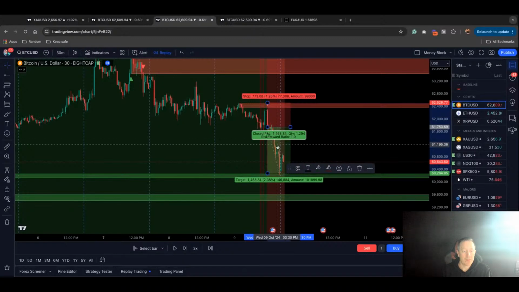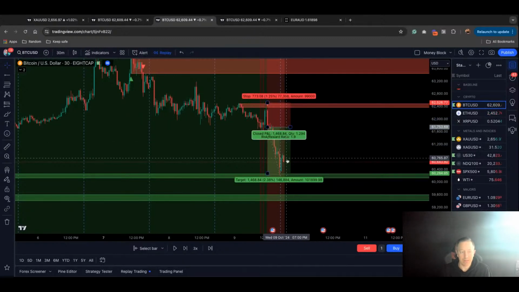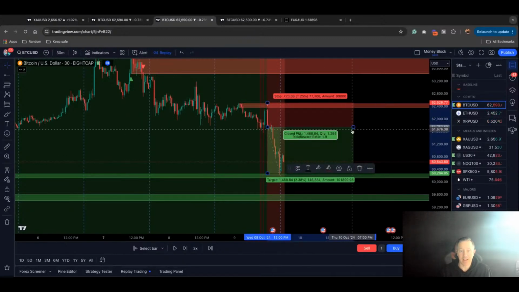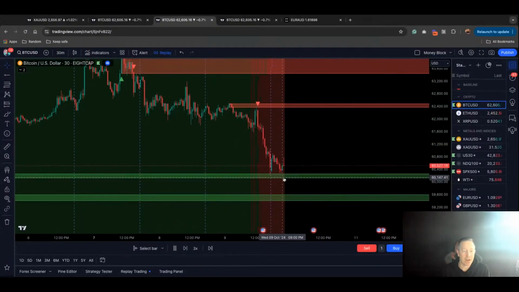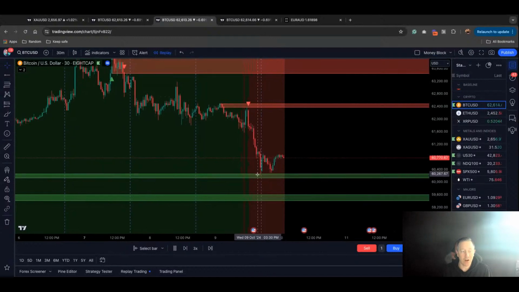Now, this being a 2-to-1 trade, we would have exited just because that's a fantastic entry and exit opportunity for that particular pair. But obviously we know that it continued, came back down, hit that position again, and rejected off of this position.